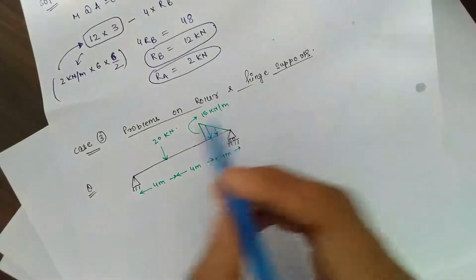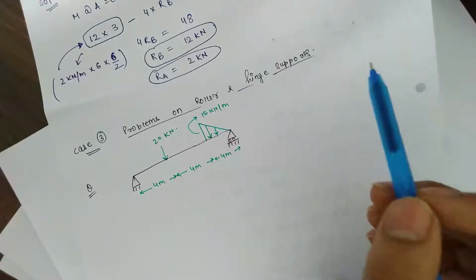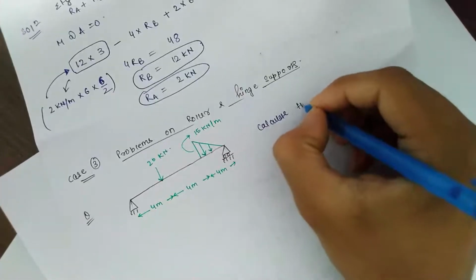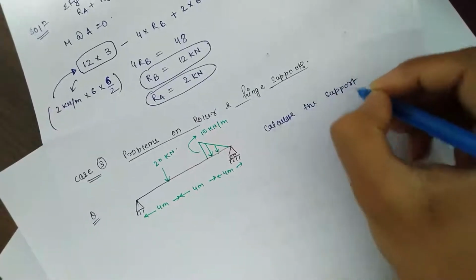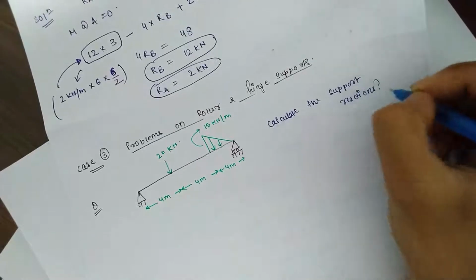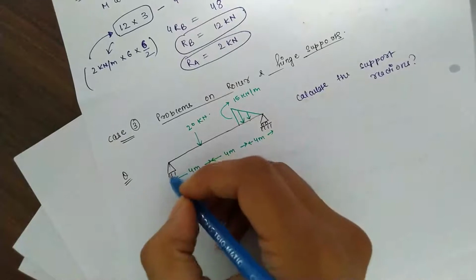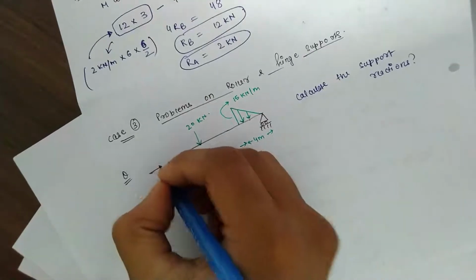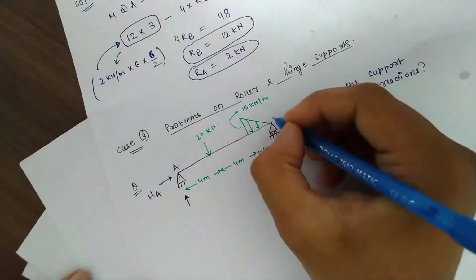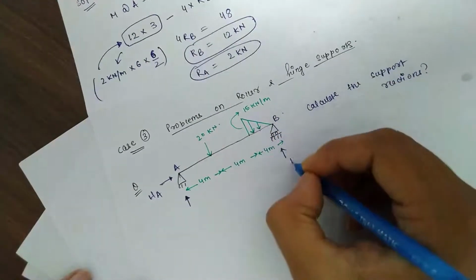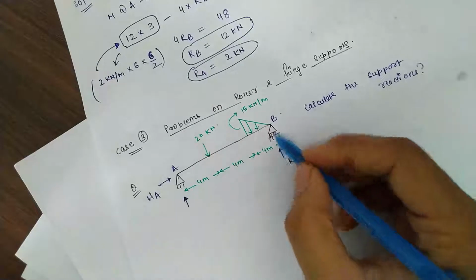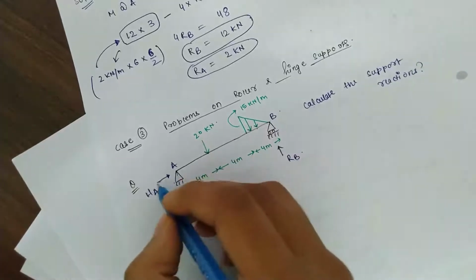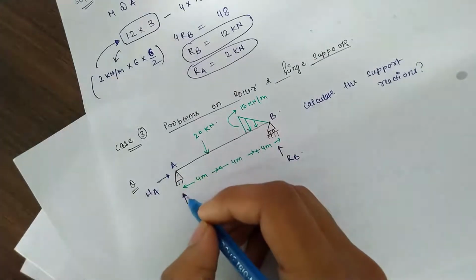Now we will be seeing case 3, which is problems on roller and hinge supports. So this is the question given, and you have to calculate the support reactions. So this is a hinge support, so it will be having 2 restraints or unknowns. Let's suppose this is A and this is B, and this will have only one RB because it is roller support. It cannot move upwards, but it can move horizontally. The hinge cannot move horizontally, and it cannot move vertically also. Only moment comes here.